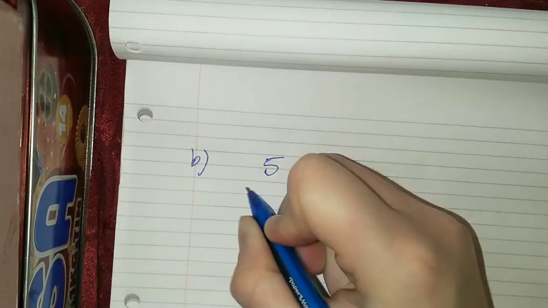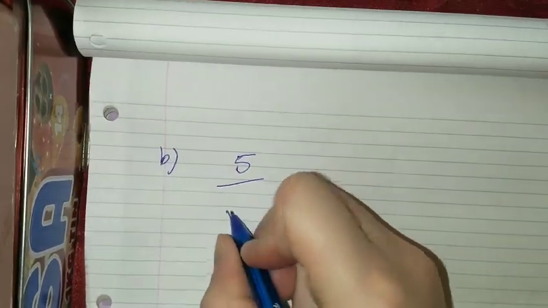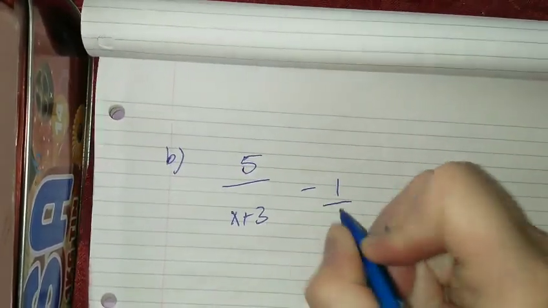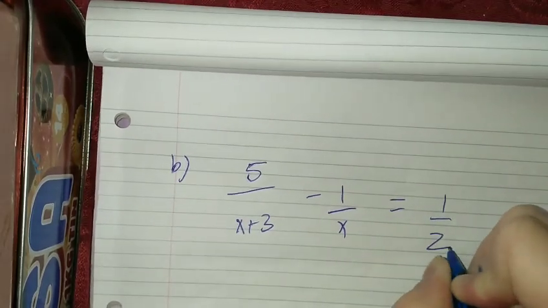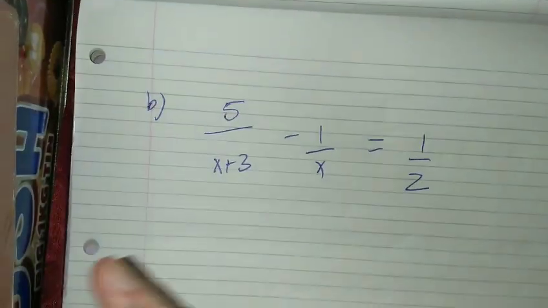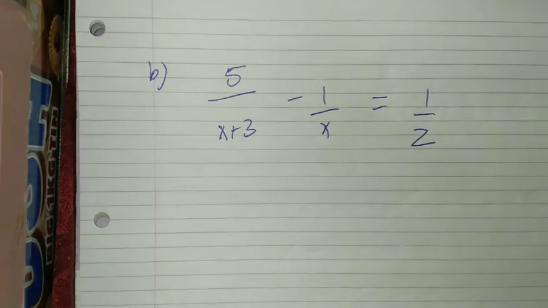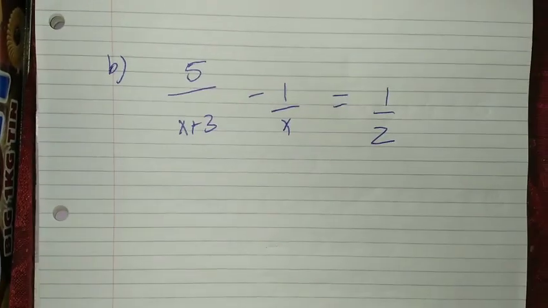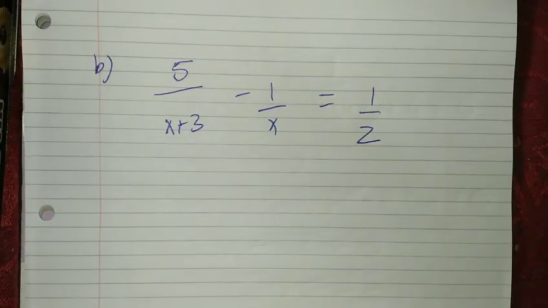And then the next part, part B of that question, we have 5 over x plus 3 minus 1 over x is equal to a half. So what I'm going to have to do first in this question is get rid of my fractions, and the first thing I'm going to have to do in order to do that is get a common denominator.